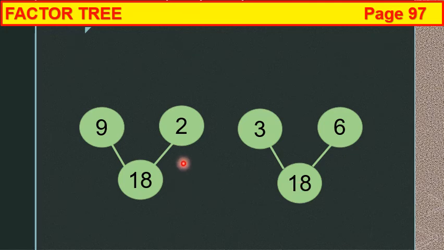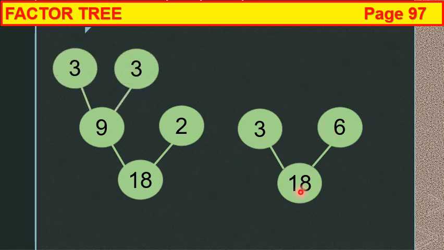So, two factor trees are possible for 18. One for 9 twos are 18 and another for 3 sixes are 18, as shown in the figure. Further, 3 threes are 9. Any other multiplication of two numbers doesn't give 9.